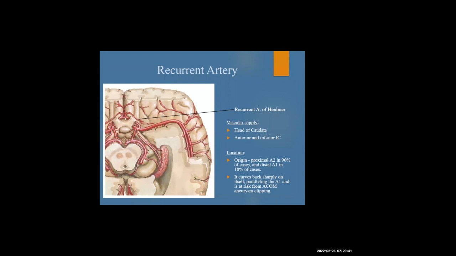Just to give you a different look at the anatomy, this is the anterior communicating artery. In this depiction, it is actually coming off the A2 anterior cerebral artery. So it can come off the A1 segment, or it can come off the proximal A2 segment, and the proximal A2 is more common, in 90% of cases. This recurrent artery of Heubner makes a hairpin turn. It parallels the course of the A1 ACA, comes back, and supplies the head of the caudate and the anterior and inferior internal capsule.